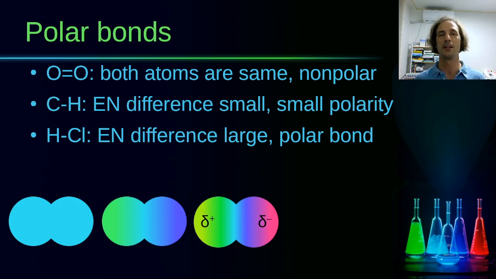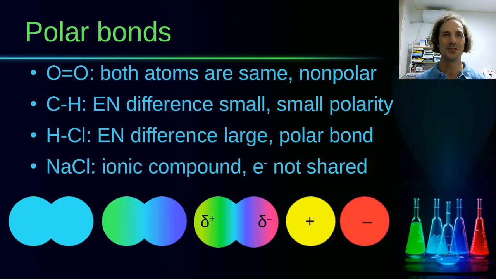These delta plus and delta minus symbols are used to show that these atoms carry some charge which is much smaller than the actual electron charge which we would have in ions. But because there is a positive pole and a negative pole in this bond, this is called a polar bond, and these small positive and small negative charges, because of the electrostatic force, will have some impact on how the molecule that contains this polar bond interacts with other molecules.